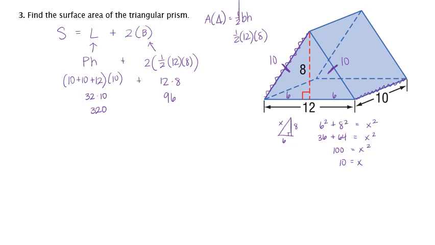Remember, we're adding this stuff together. So 320 plus 96 all together means our surface area is going to be 416. And I'm not really given units, so I'll just call it square units. Okay, so that's some prisms. Let's talk about cylinders.